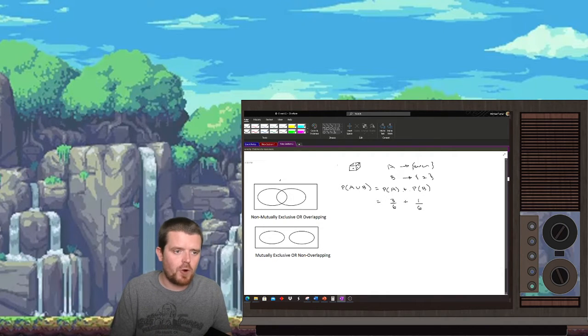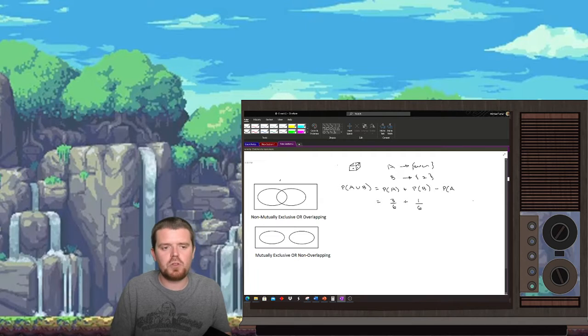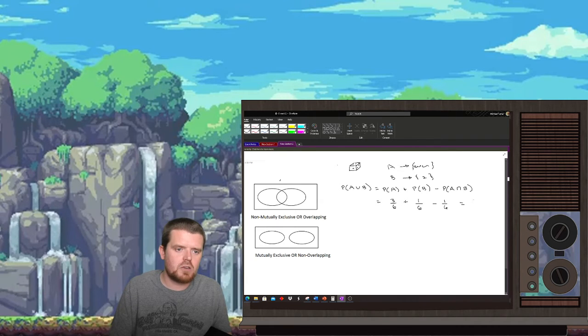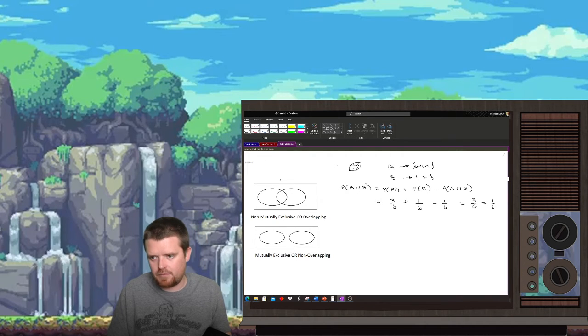So in terms of the formula, you are adding the individual probabilities, but then you have to subtract the probability that both events are occurring, which would be A and B. So the probability that you roll an even number and it's a 2, well, that's the 2, which is 1 out of 6. And once you do the arithmetic, you get 3 out of 6, or 1/2.